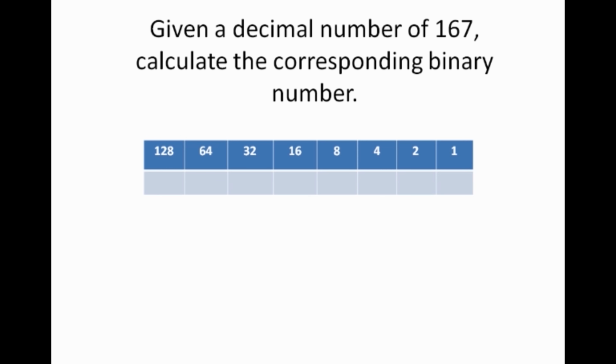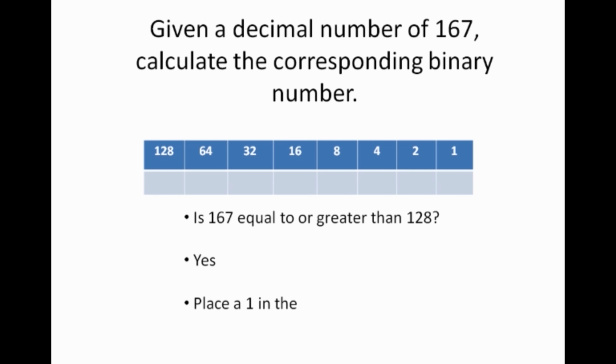and we ask this question: is 167 equal to or greater than 128, the leftmost column, in other words? And the answer is yes, it is. 167 is greater than or equal to 128. And since it is, here's what we do. We're going to place a 1 in the 128 column, and then we have to calculate what's left over. In other words, we're going to subtract this 128 from our number of 167. That gives us a 39.